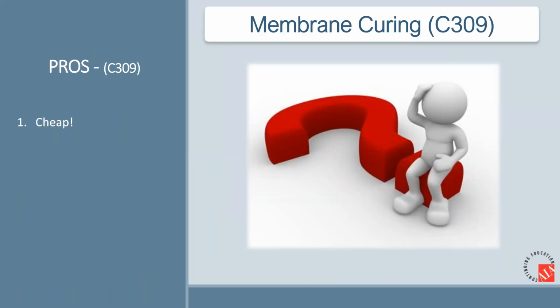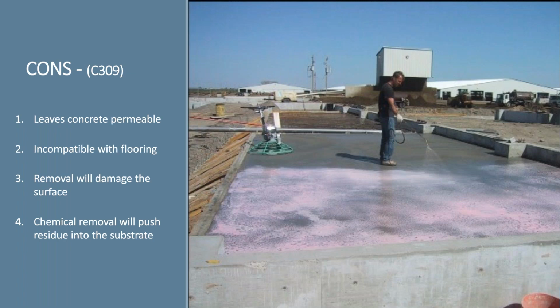Let's talk about membrane cures, C309s. What are the pros? It's cheap. Remember, 309 is the minimum possible standard ever. It's slightly better than doing nothing at all. It's a hope and a prayer that you might get some protection, that you might buy yourself a little bit of time to at least get about a 3-day cure out of your slab before the resins break down.